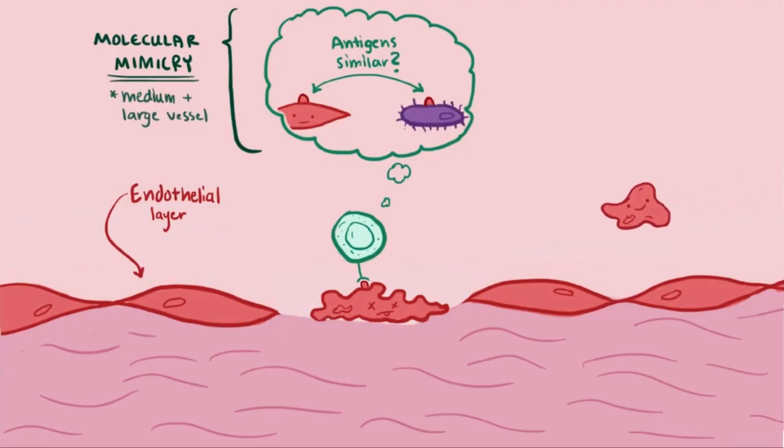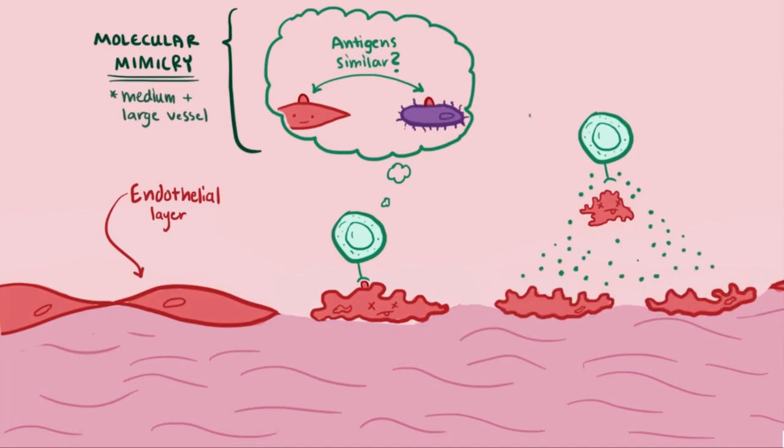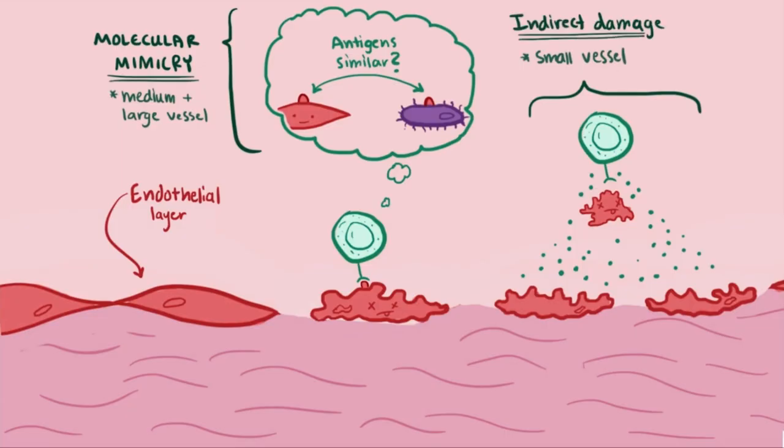Other times the immune system attacks healthy cells that are near the vascular endothelium, and the endothelial cells are only indirectly damaged. This is the situation in many small vessel vasculitides, where the immune system attacks white blood cell enzymes or other non-endothelial cell targets.